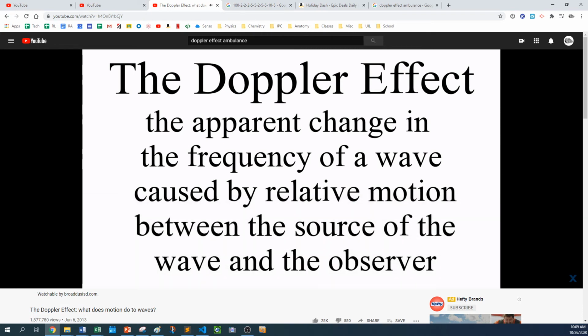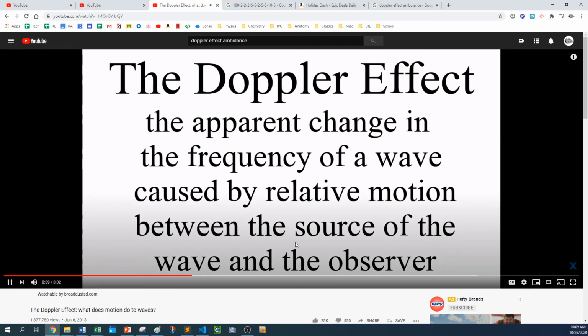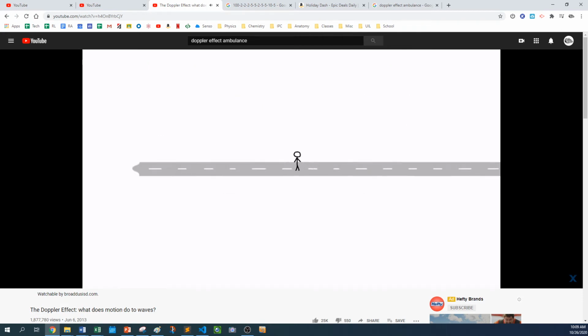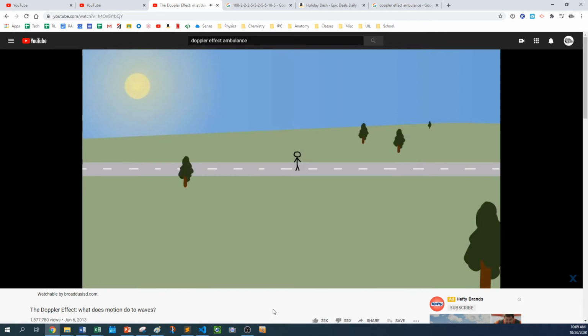Relative to someone else. It makes sense, but it gets interesting when you consider some of its applications. So let's say you are standing in the middle of a road. That's you, and a car drives past you very fast. As it does so, it honks its horn, because you're standing in the middle of the road. The horn to you might sound something like this.